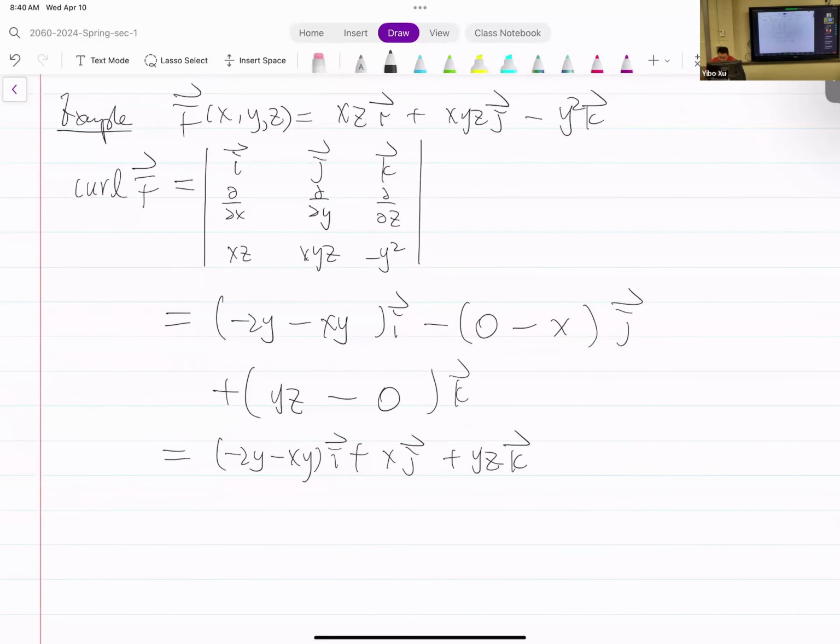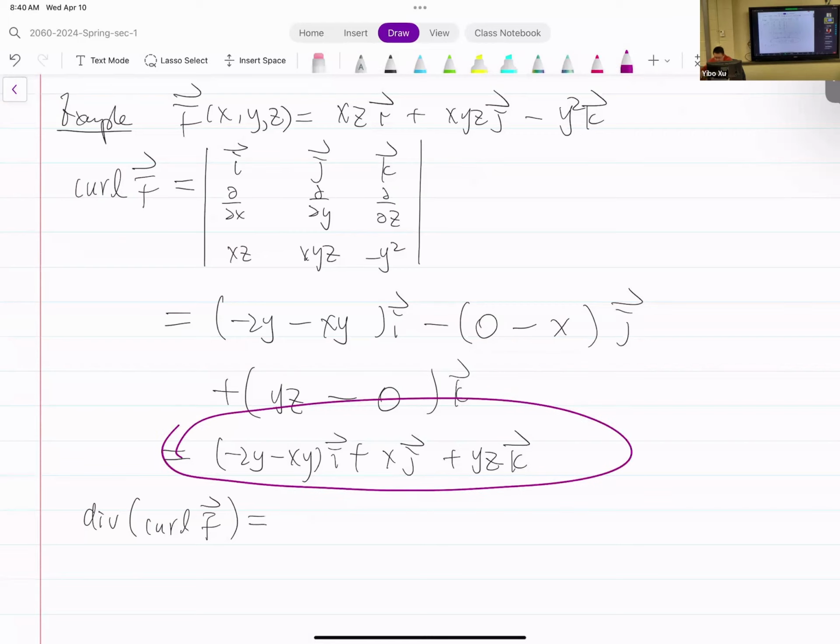Now we can practice the divergence. So the divergence of this curl. What does it give you? Remember, for whatever vector field we have, for the first component, that's p, we do the partial with respect to x. For the second component, which is q, we do the partial with respect to y. And for the last component, we do the partial with respect to z. We'll just do this systematically.